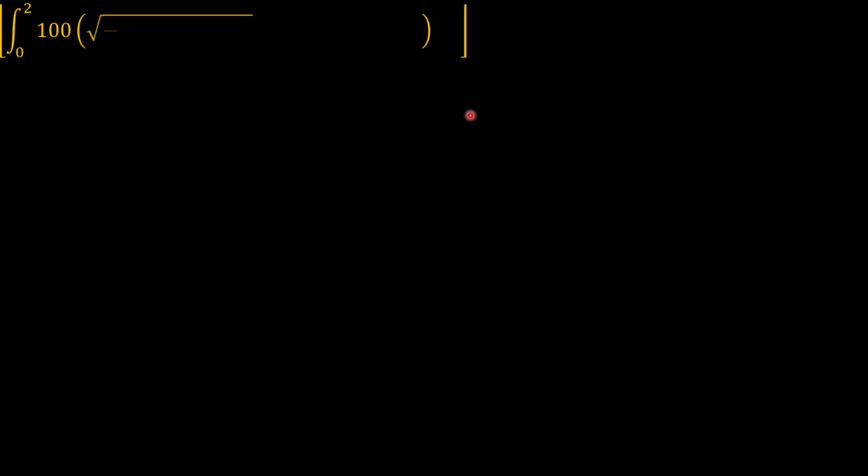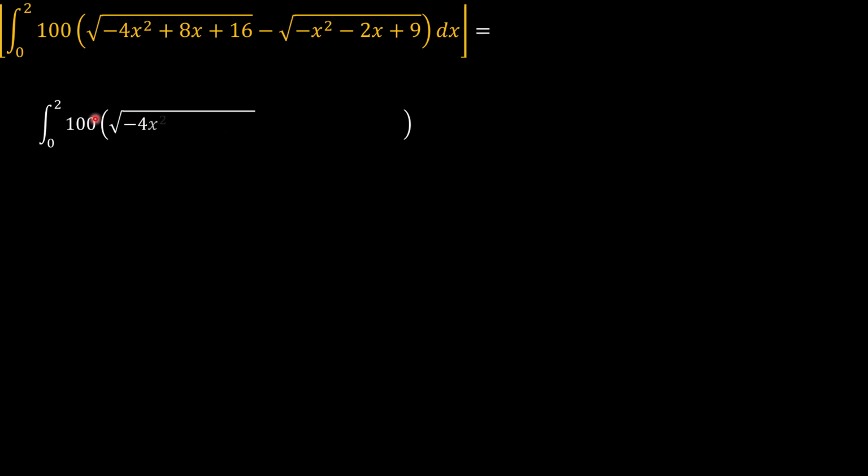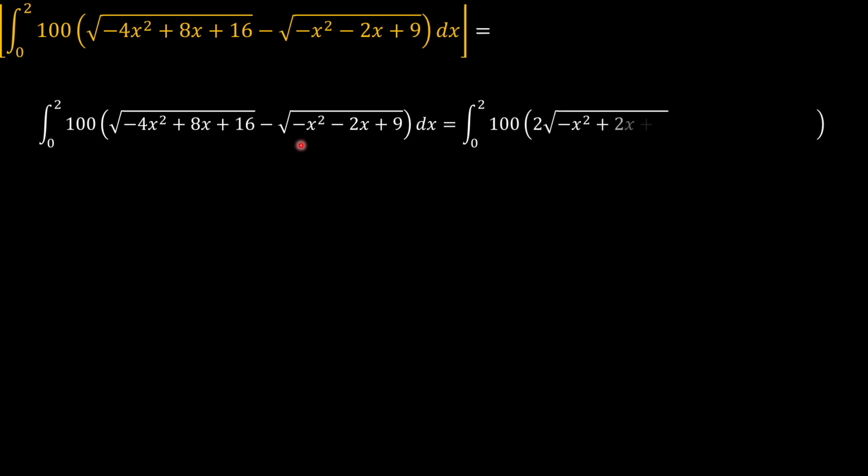So let's extract the integral itself and forget about the floor function for a minute. So this is the integral from x equals 0 to 2 of 100 times open bracket square root of negative 4x squared plus 8x plus 16 minus square root of negative x squared minus 2x plus 9. So here I can pull 4 out. The square root of 4 is 2. And so we have negative x squared plus 2x plus 4 in the first term here.